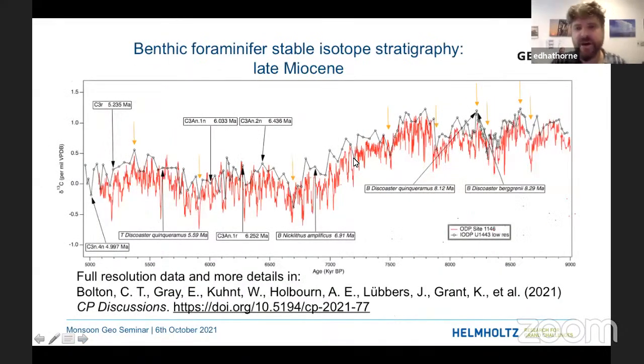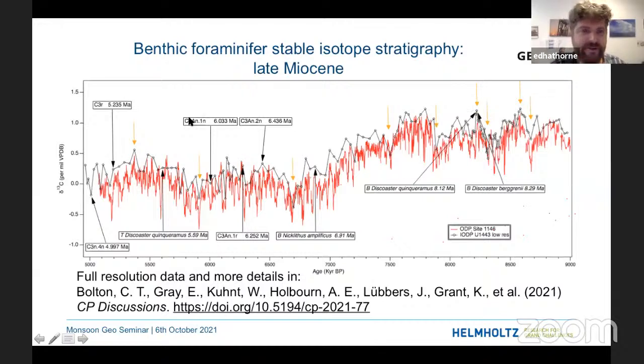This is the youngest part. This is the late Miocene. And for the full resolution data, more details, look at this paper from Clara Bolton in Climate of the Past discussions at the moment. But what we have here in red is the site 1146 reference record from the South China Sea. And then on top is our low resolution carbon isotope data and some tie points.